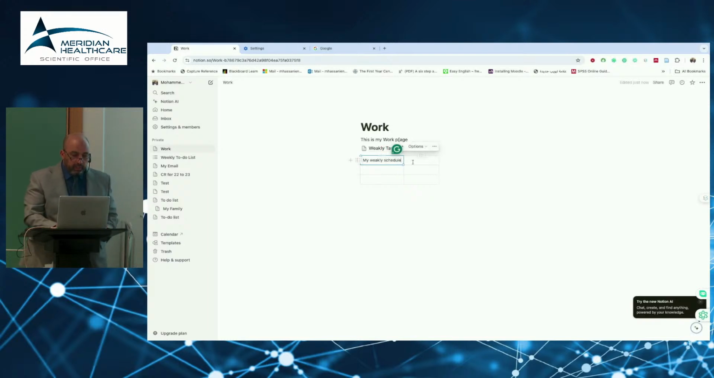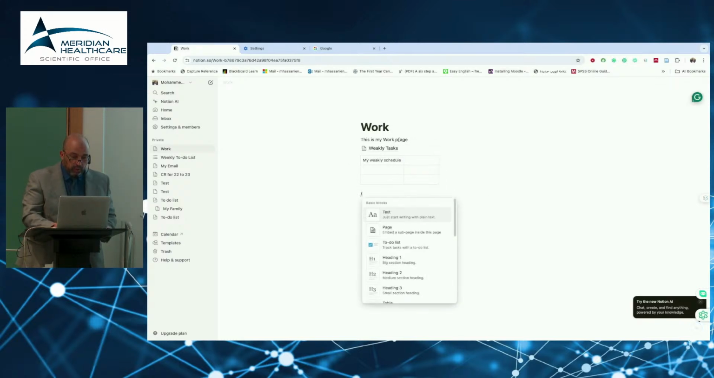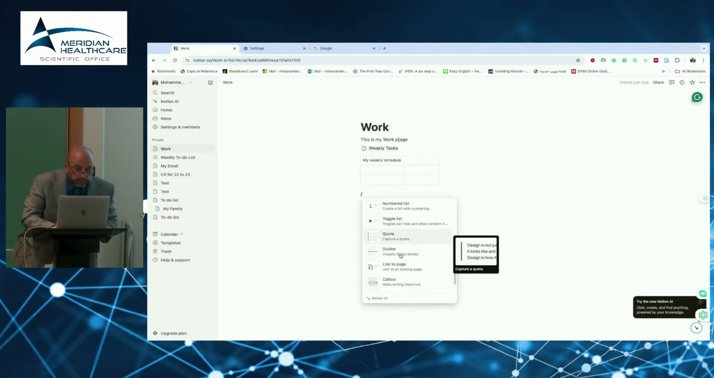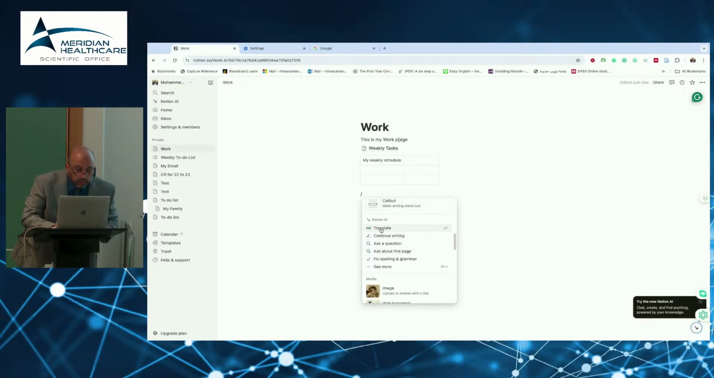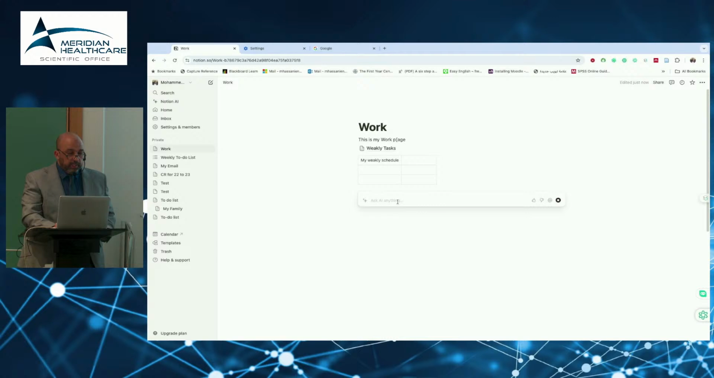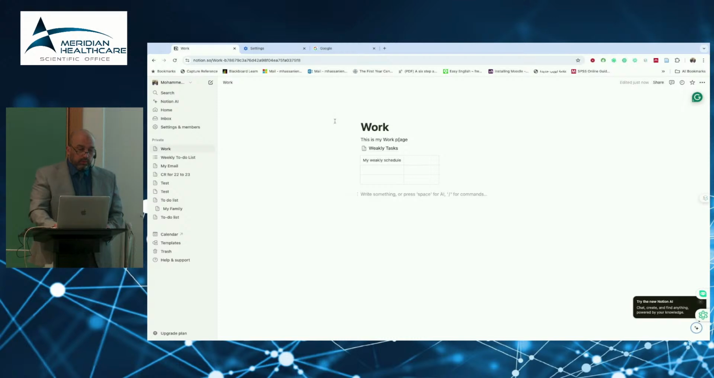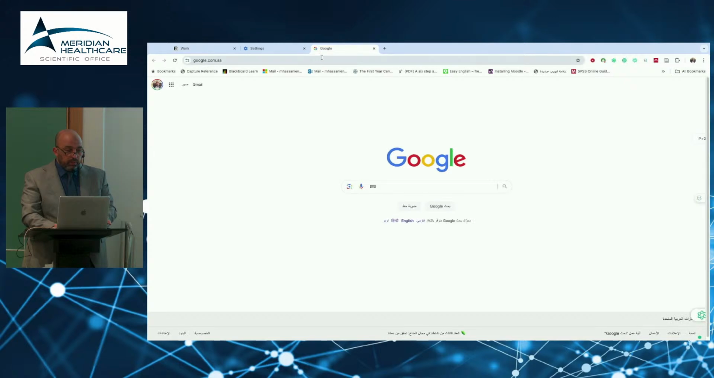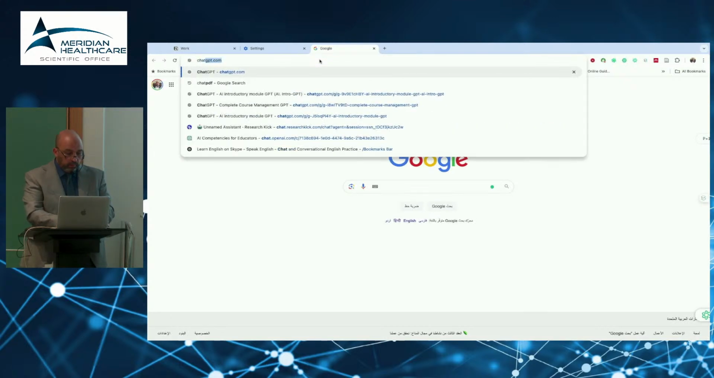So it will create a table for you. This table contains whatever you want to do. After this, another slash. Then you can go to the AI. Think AI anything. So you can put here anything you want to be translated, or ask anything. So we can take something from our ChatGPT, for example.